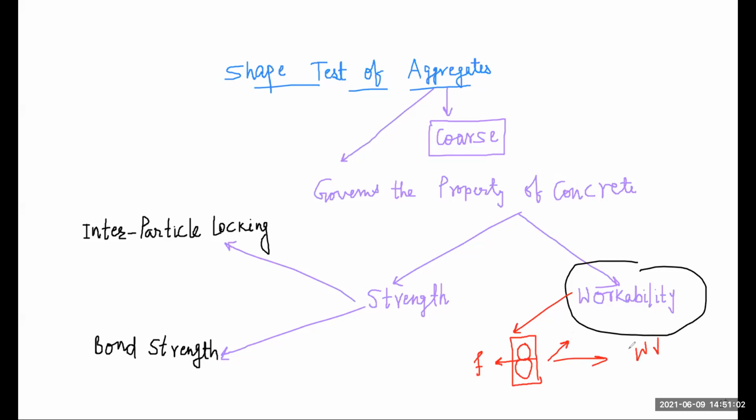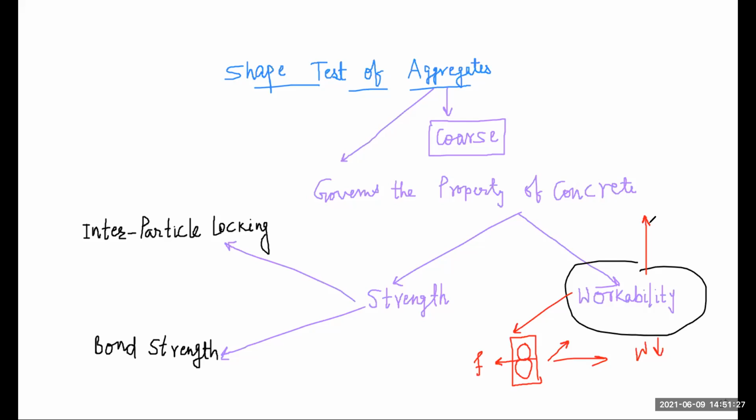So I already discussed from the aggregate point of view, I say basically strength of concrete is dependent upon interparticle locking between the aggregates. If interparticle locking between the aggregates is less, then the strength will be less. If bond strength between the particles is less, then the strength is less. If friction between the particles is more, then workability is less.